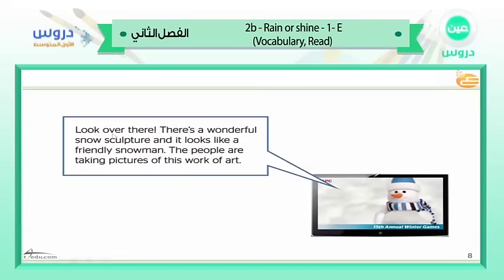Look over there. There's a wonderful snow sculpture, and it looks like a friendly snowman. The people are taking pictures of this work of art.